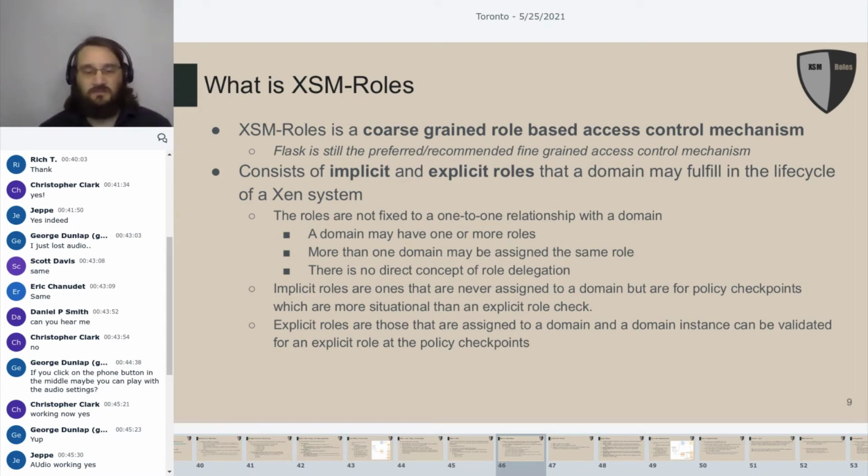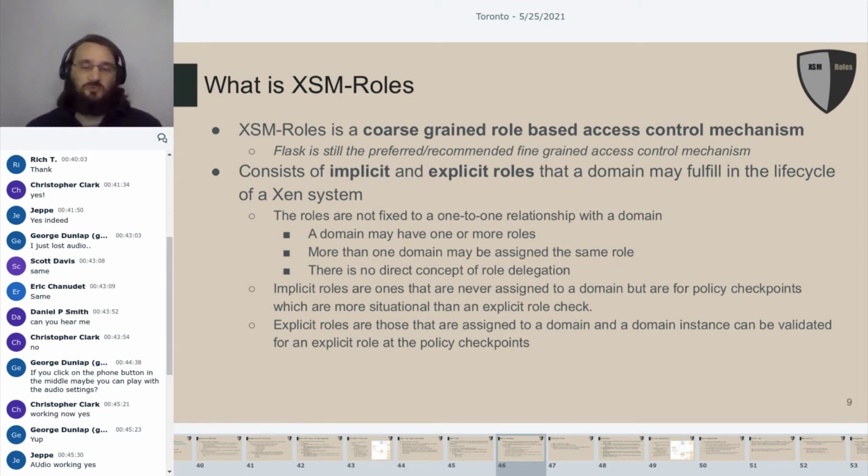And there is no concept of delegating these roles, for those that think about capability systems, where you can delegate a capability to a child. That is not what's going on here. This is a very straightforward role assignment. You get a role, that's what you do. You use it to take care of the operations you need to do, and when your life cycle ends, the role is relinquished, more or less.